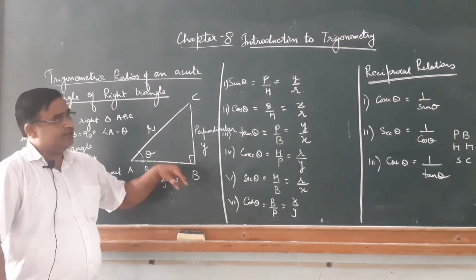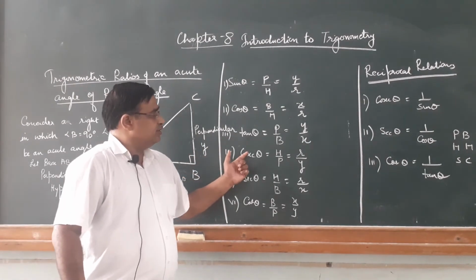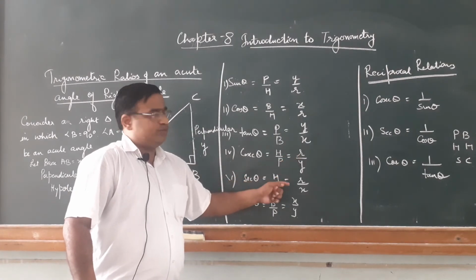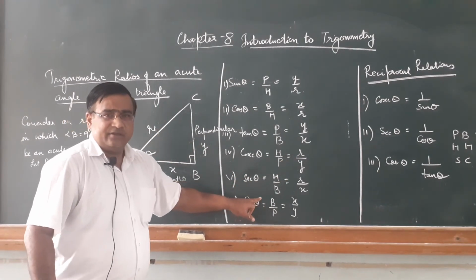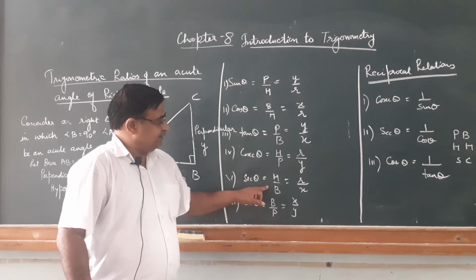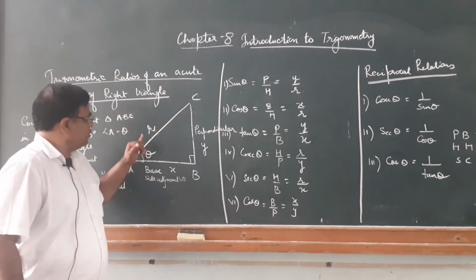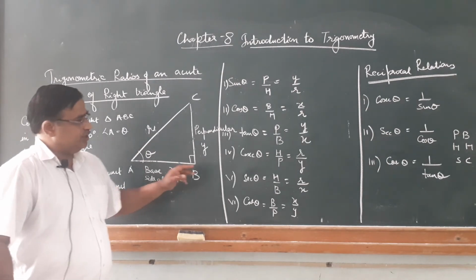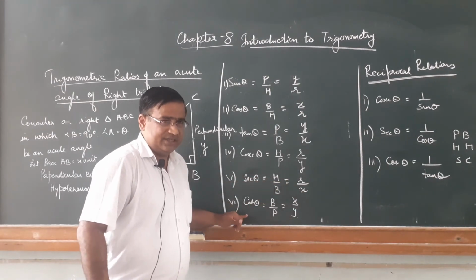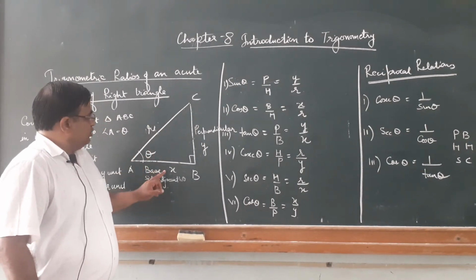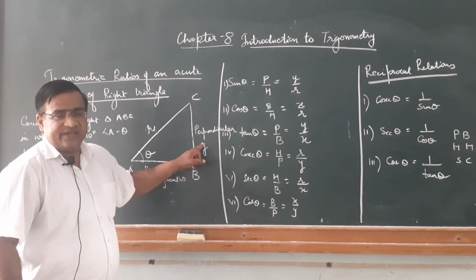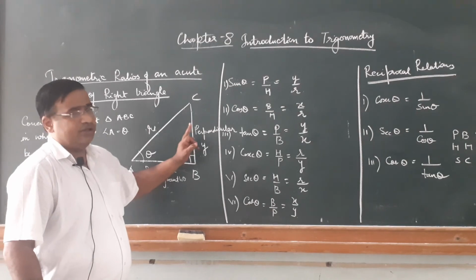Now, cosec theta is the reciprocal of sin theta, so that is equal to hypotenuse upon perpendicular, that is r upon y. Sec theta is the reciprocal of cos theta, that is hypotenuse upon base. Hypotenuse is r, base is x, so it is equal to r upon x. Cot theta is equal to base upon perpendicular. Base is x, perpendicular is y, so that is equal to x upon y.